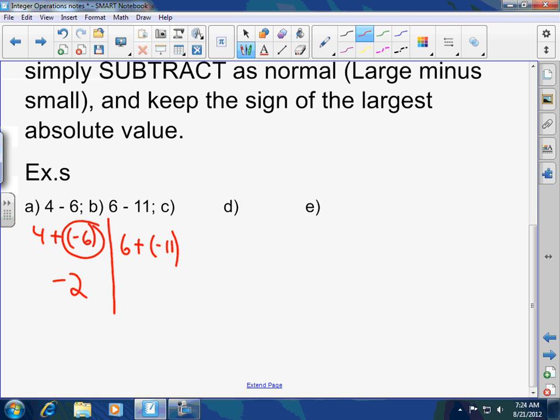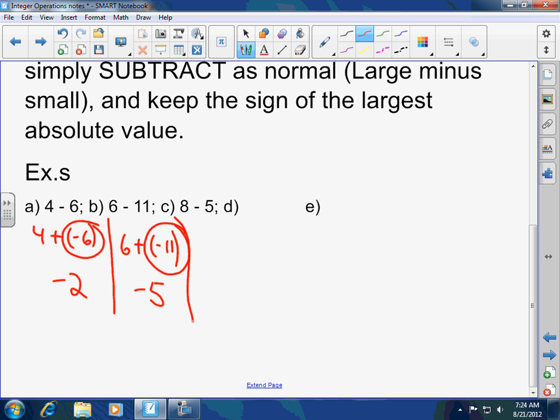So back to what we were saying. 6 plus a negative 11. The signs are opposite, so we're going to subtract as normal. Subtracting normally, we'd be looking at 11 minus 6, which is 5. But the largest absolute value belongs to negative 11. So 6 plus a negative 11, or 6 minus 11, is going to be negative 5.